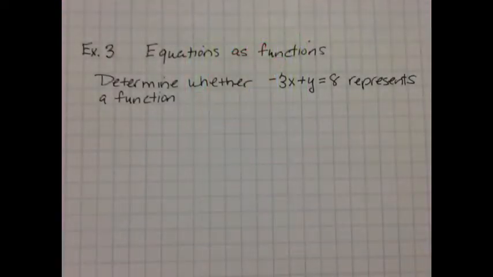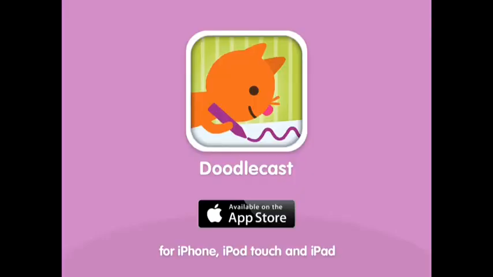Example 3 introduces us to the idea that equations can be functions. So we're going to start off with this equation, negative 3x plus y equals 8, and we're going to try to figure out a way to determine whether this equation represents a function. The first thing we're going to do is set up a table of values. We're going to plot those table of values. After we get a graph of the function, you guessed it, we're going to use the vertical line test.